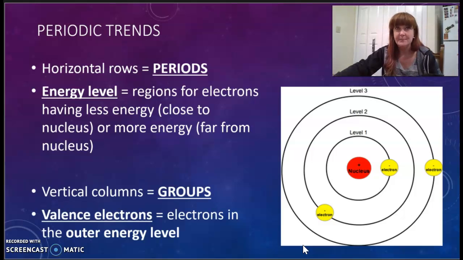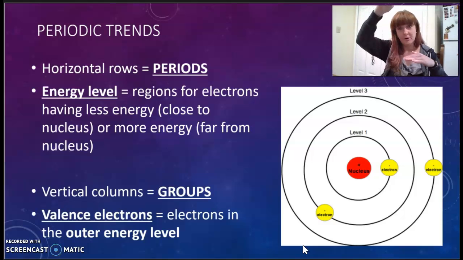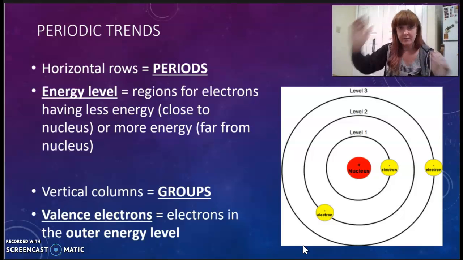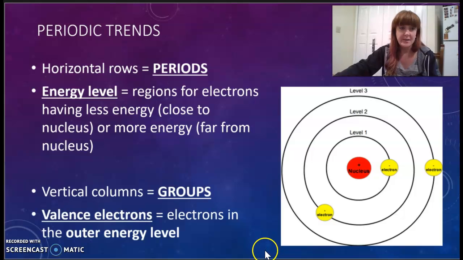Think about how masses are attracted to each other, and the higher you go up above Earth, the more potential energy something has, the more of an ability it has to fall. So electrons are kind of the same way. They're attracted to the nucleus, but the farther they are away from that nucleus, the more energy we say they have.